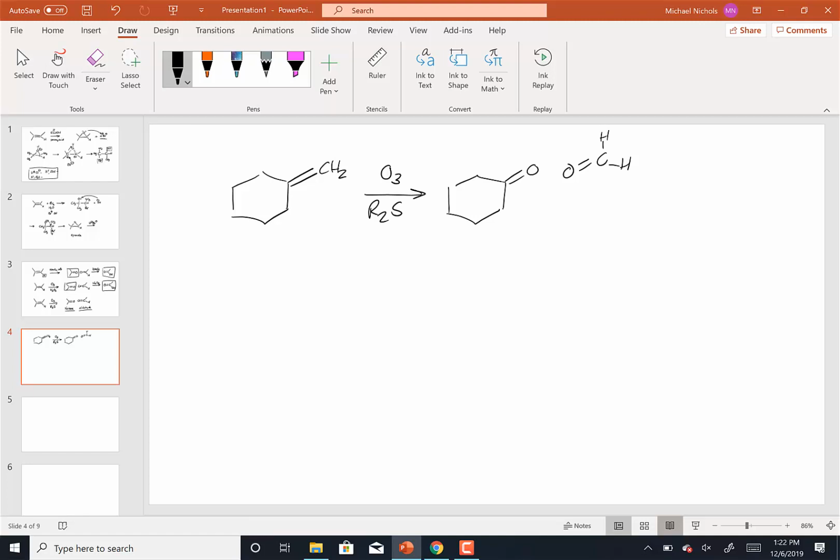And then because the end of the chain is a CH2 group, it's going to become this aldehyde, which is the one carbon aldehyde, which is called formaldehyde. In the case of R2S, R2S doesn't oxidize the aldehyde, so at the end of the reaction, I'm going to have a ketone. Aldehyde, I don't need to do anything else.